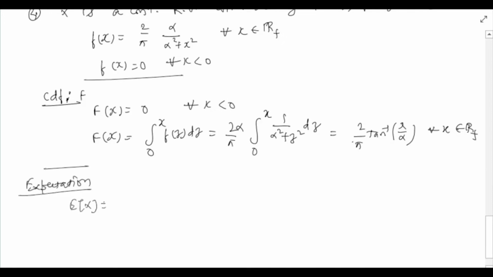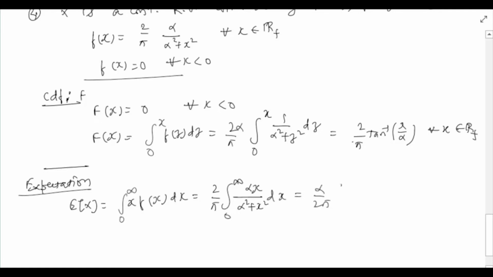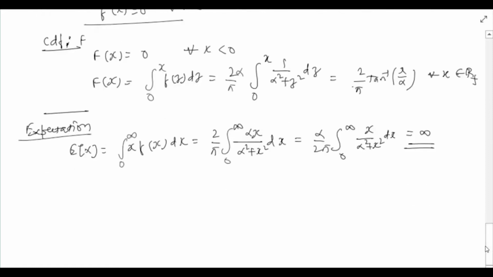Now we can compute the expectation of X using one of the two formulae given above. Let us use, for instance, the formula that uses density. So integral 0 to infinity of x f(x) dx. So this is 2 over pi integral 0 to infinity of alpha x over alpha square plus x square dx. This is alpha over 2 pi integral 0 to infinity of x by alpha square plus x square dx, and this on evaluation turns out to be infinity. So again we see that the expectation of a continuous random variable can be finite or infinite. There are also random variables whose expectations are not defined. However, we will not be interested in those random variables. We will restrict to random variables whose expectation is defined. It could be finite or infinite.